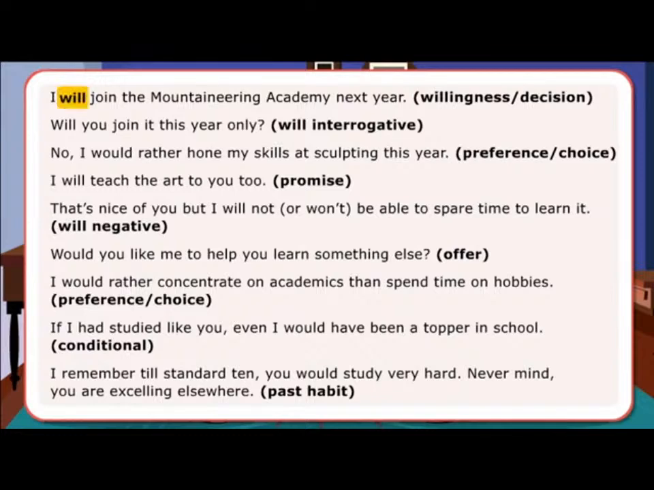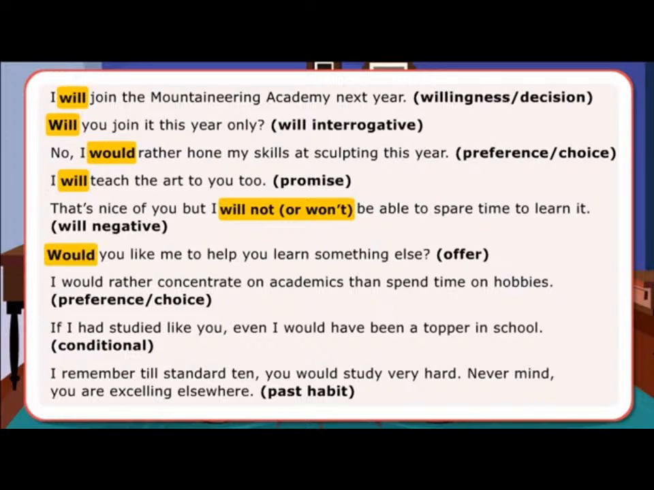I will join the Mountaineering Academy next year. Will you join it this year only? No, I would rather hone my skills at sculpting this year. I will teach the art to you too. That's nice of you, but I will not or won't be able to spare time to learn it.